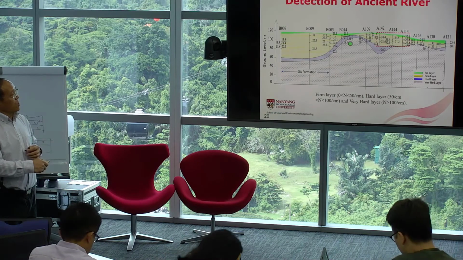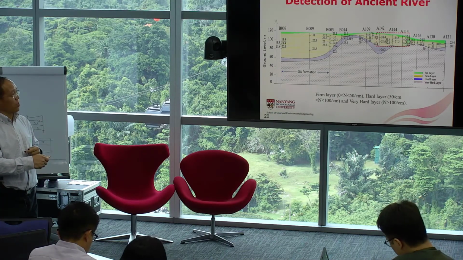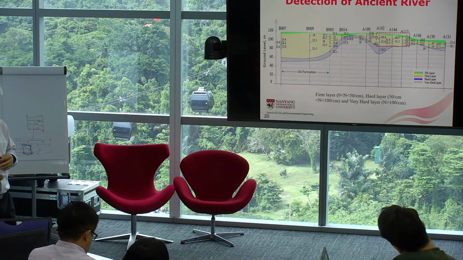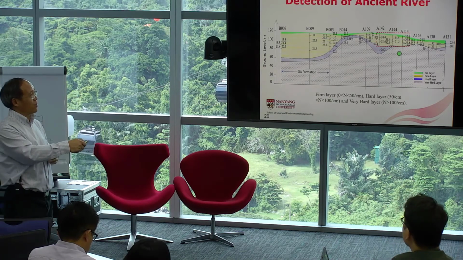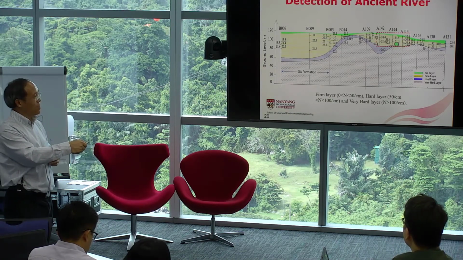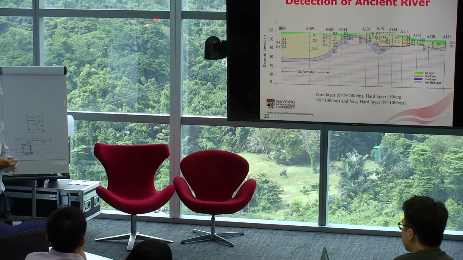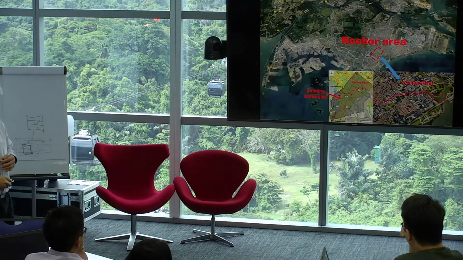Sometimes we see the soft soil is concentrated at one location. This could be related to ancient rivers in the past. Of course, if you know there is a river now, you know the soil below the river could be soft. But the problem is, if there isn't a river, how do you associate the soft clay with the past geological history?